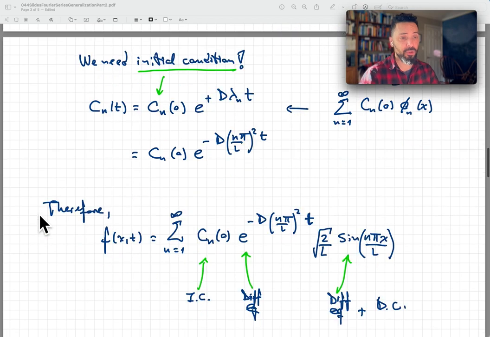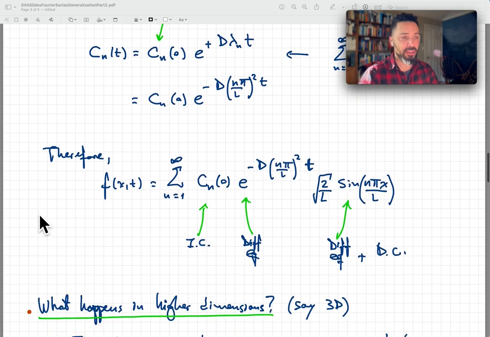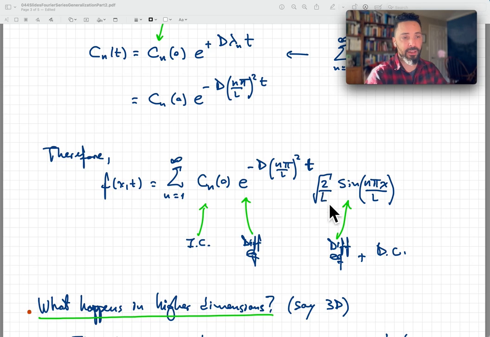And so that's at that point that we got to put everything together, and so the full solution for our problem is f of x comma t, sum from n equals 1 to infinity, this constant evaluated at time equals 0, our decaying exponential, and then the functions of our basis. And I think in the previous video I omitted by accident this normalization coefficient, but other than that, it's basically this, all you have is this.